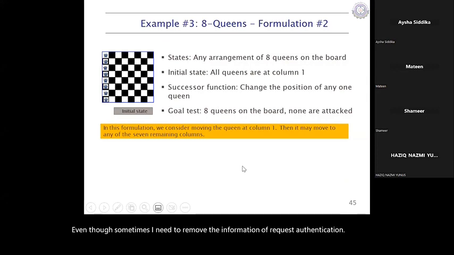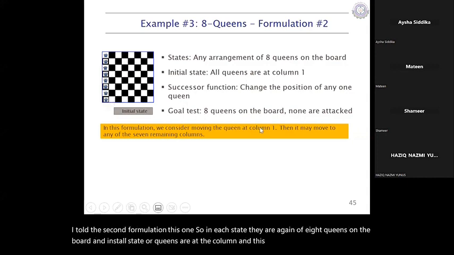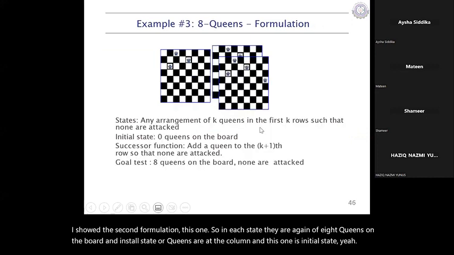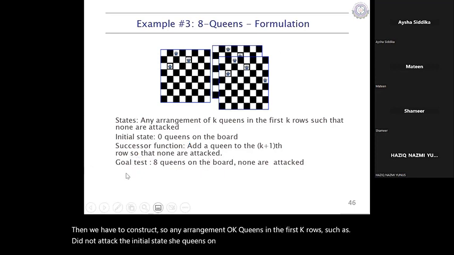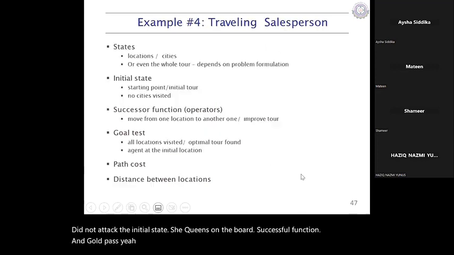Right, so the second formulation is this one. Any state of 8 queens on the board, and the initial state has all queens in the column. Then we have to construct: any arrangement of k queens in the first k rows such that none are attacked. The initial state is 0 queens on the board, then the successor function, and the goal test is that none are attacked.